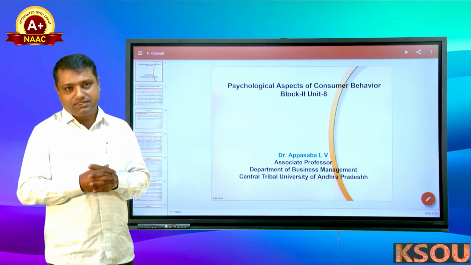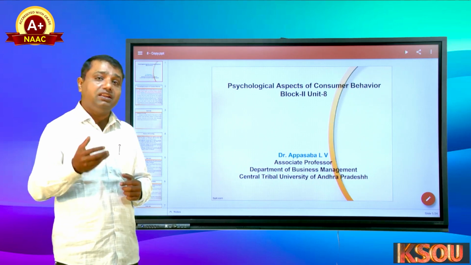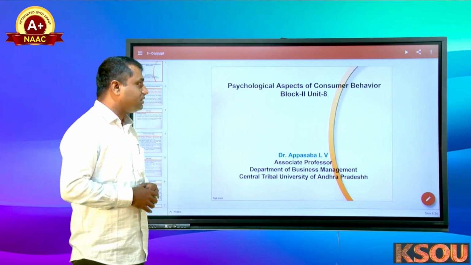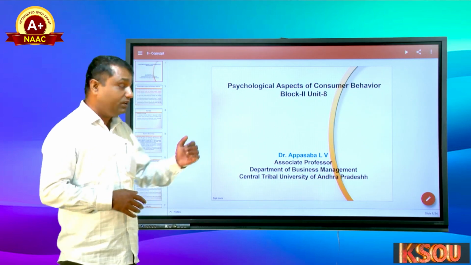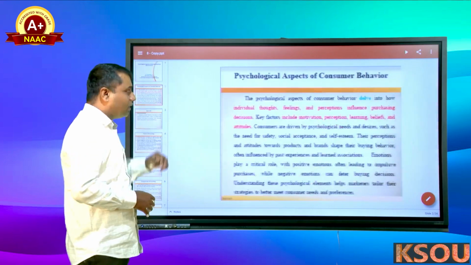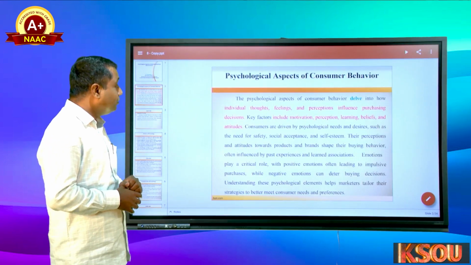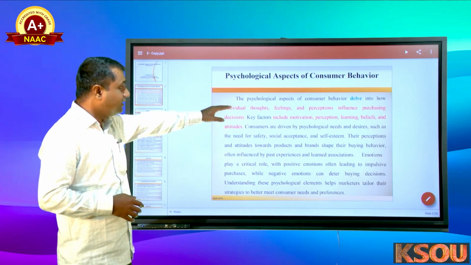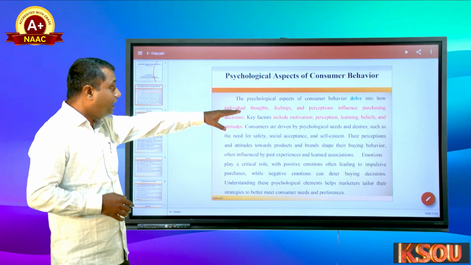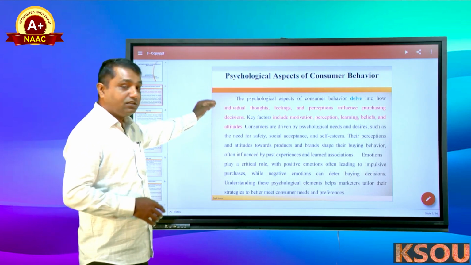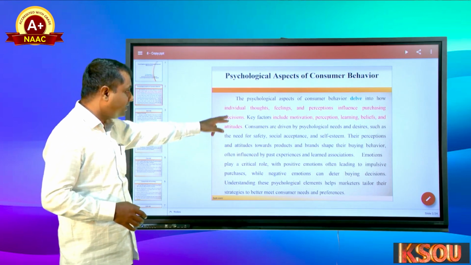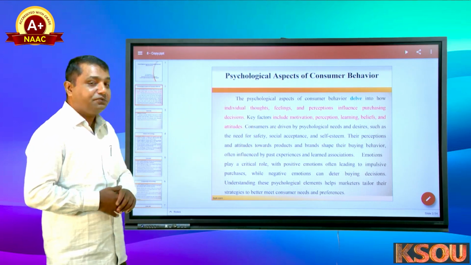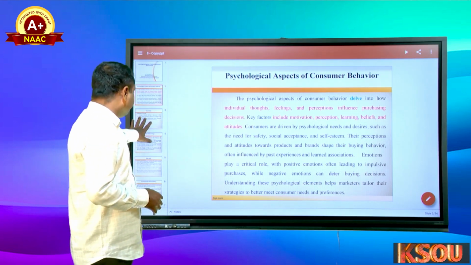Some parts we discussed. Today we are going to go a little bit further about the psychological aspects of consumer behavior, which is unit 8. What are the psychological aspects of consumer behavior? It is about individual thoughts, feelings, and perceptions that influence purchasing decisions. The key factors influencing them include motivations, perception, learning, beliefs and attitude.